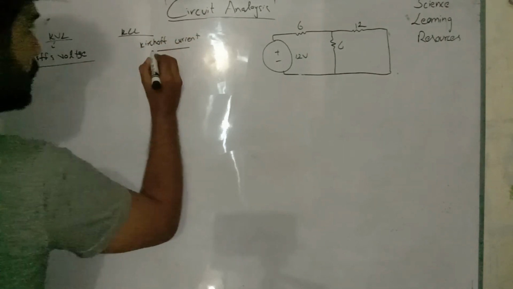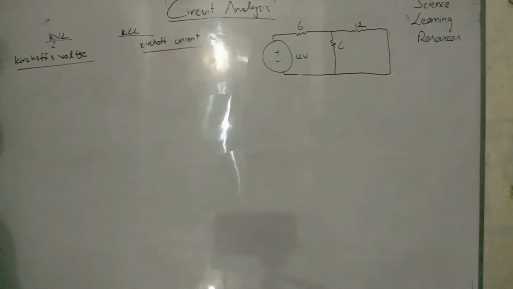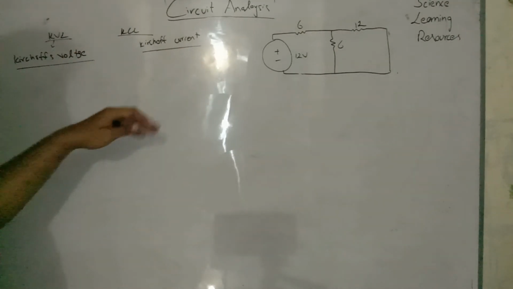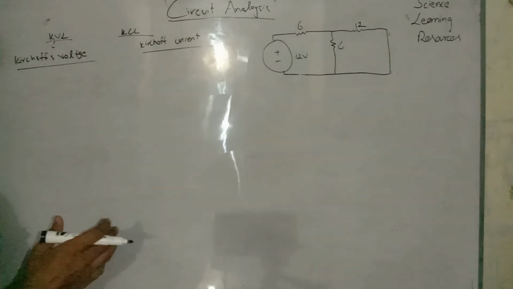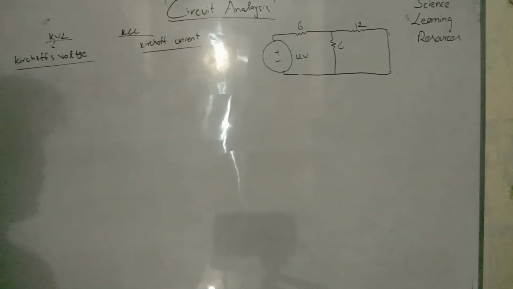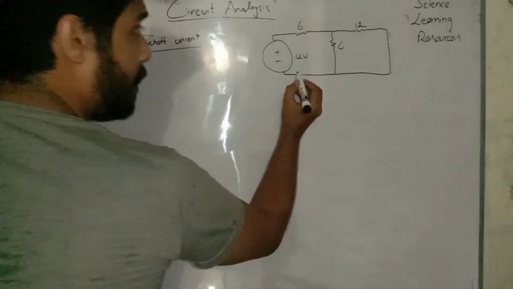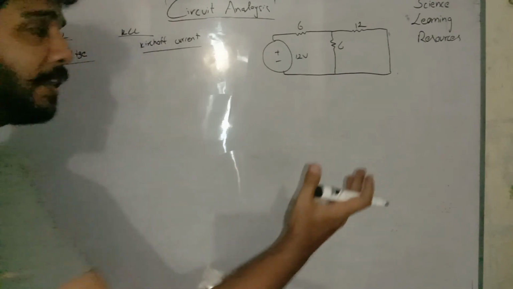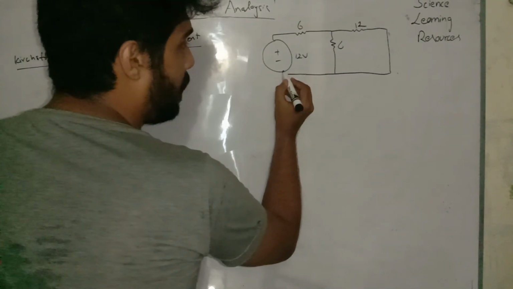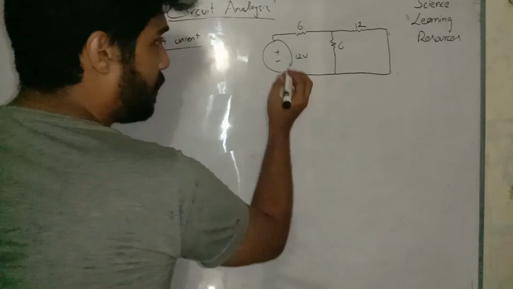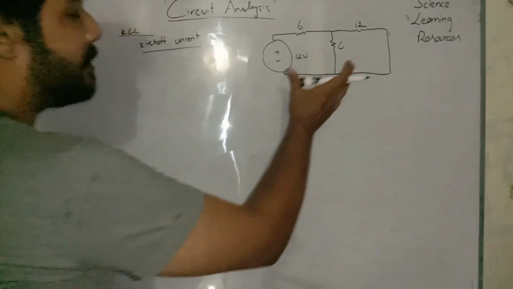So both are used simultaneously. One can choose KVL to analyze a circuit, another can use KCL to analyze a circuit. It's totally up to you which technique you use in order to analyze your circuit. So I have just taken an arbitrary circuit. You can have many other problems. I will give you another problem when this video ends, and you can solve it. It's just for practice. So let me analyze this circuit.